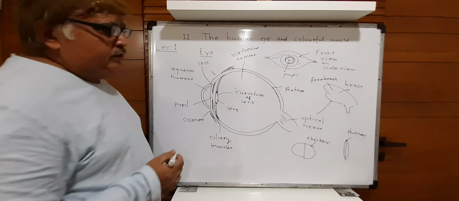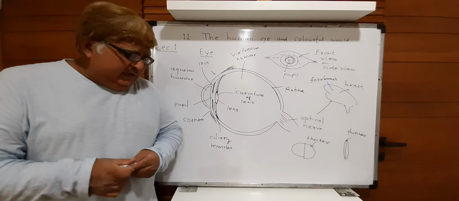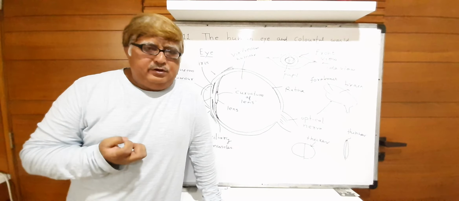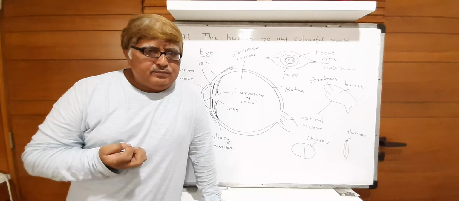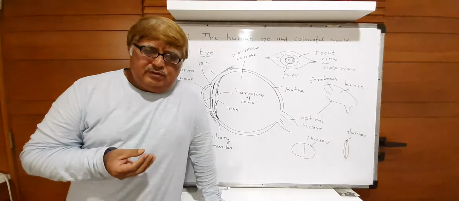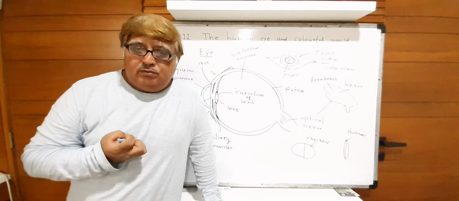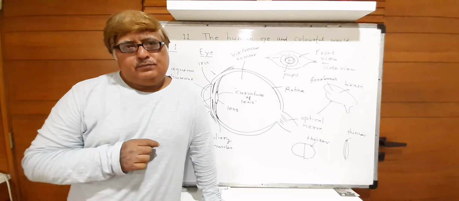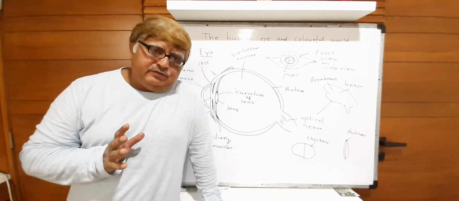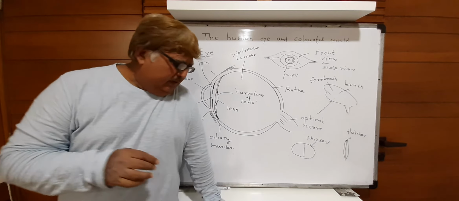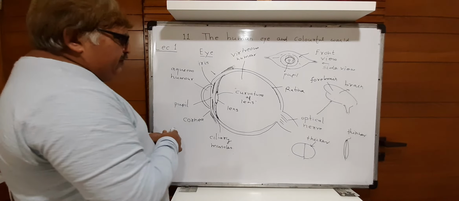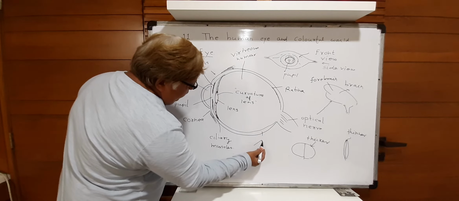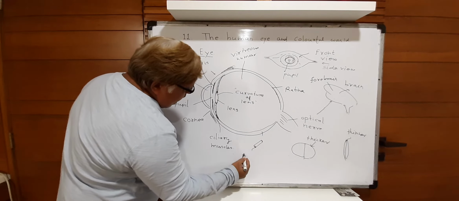Okay. Now what is actually the retina? The retina is a light sensitive screen. Understand? It has got an enormous amount of light sensitive cells. Actually, these light sensitive cells present on the retina are rod shaped. Their shape looks like this. These are actually light sensitive cells.